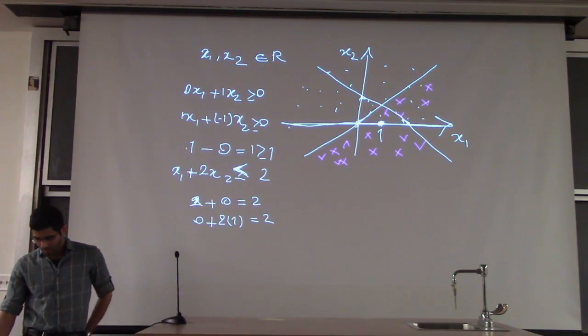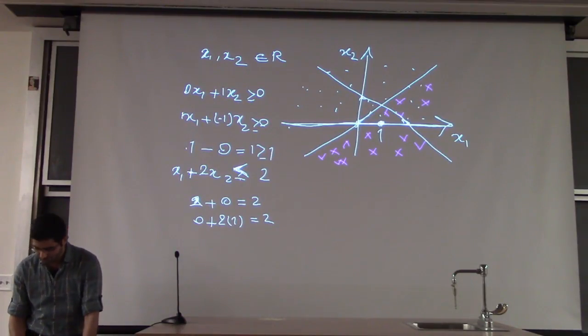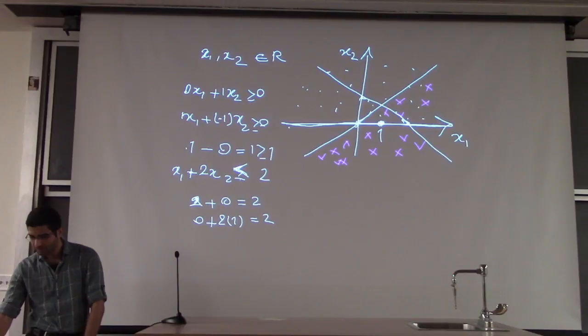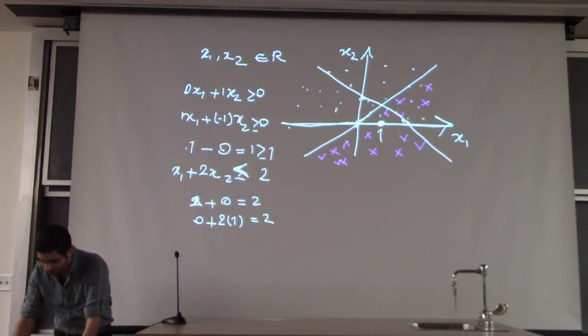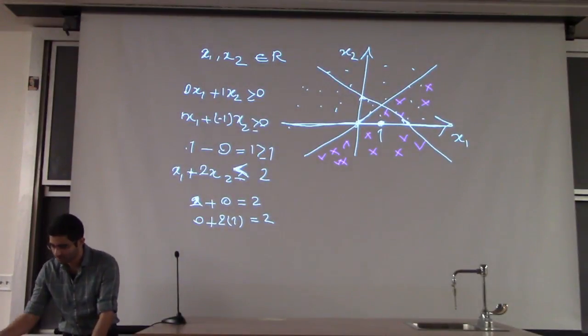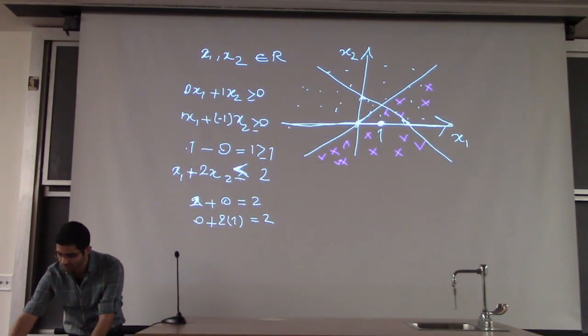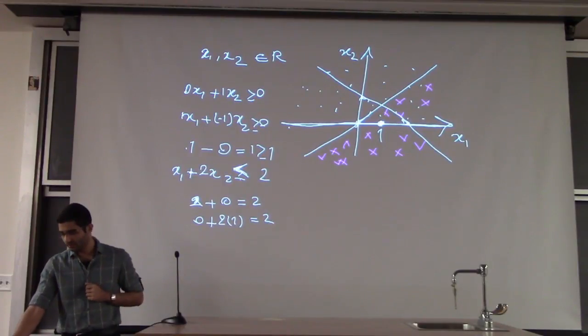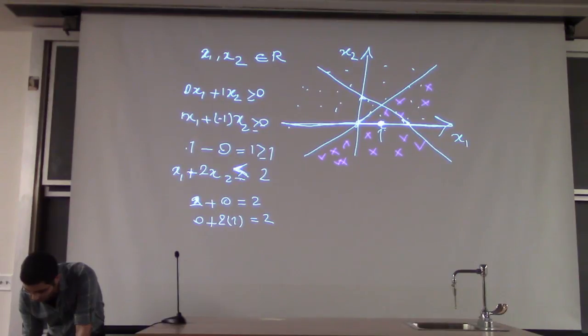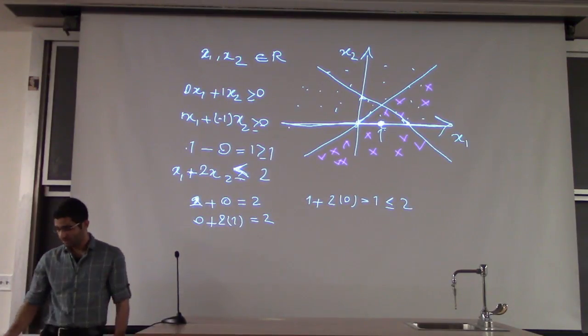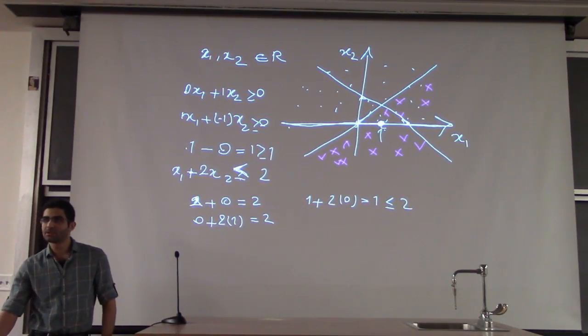So we want to have x1 plus 2x2 less than or equal to 2. Is it below this line, or why? Consider one point here, and we want to see if it satisfies the inequality or not. So here we have 1 plus 2 times 0, which is 1, less than or equal to 2. So it's below this line, right?